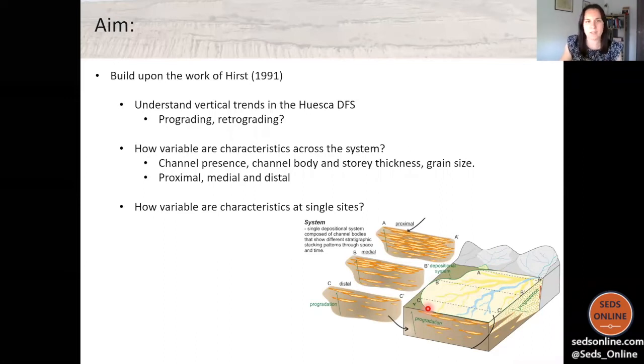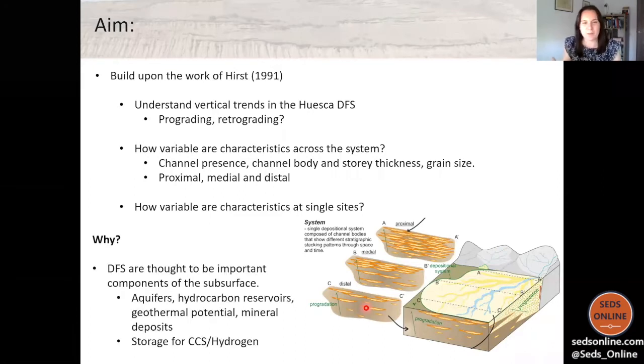But we also wanted to understand what were the characteristics internally within this system. So for example, in the proximal region, how much variability do we get in those characteristics, in the medial and then in the distal? But then also zooming in again, how much variability would we get at a single site. So there's many different layers in which we wanted to understand the variability in the characteristics.